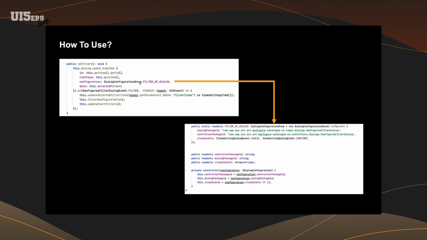Regarding the configuration, we just defined an enumeration that contains the static configuration for each of the dialogs that we have. What we have there is the location of our view, the location of our controller for the dialog, and close events. Our dialog subsystem needs that in order to know when the dialog should be closed. So it waits for these kinds of events to close the dialog. So let me come to the approach in the code.